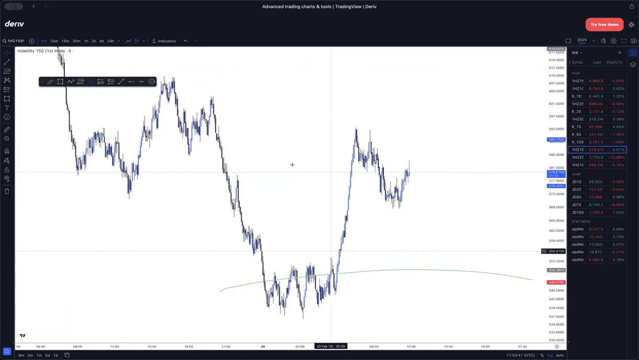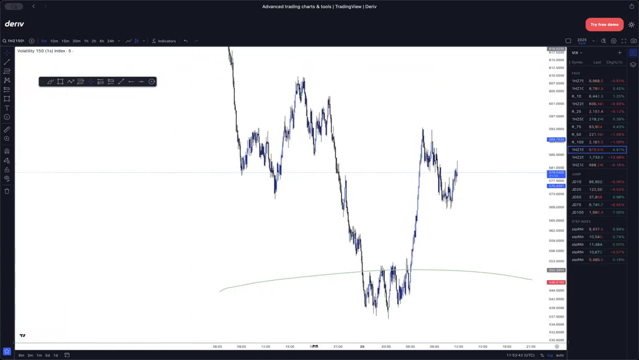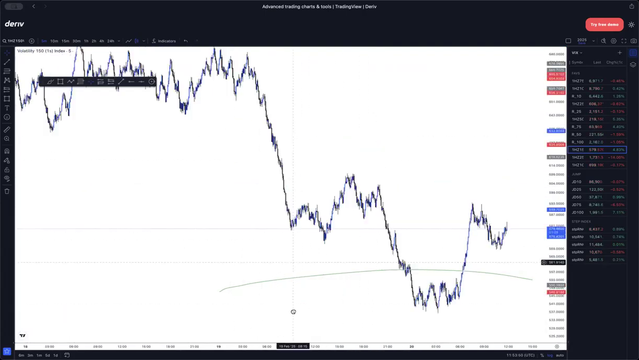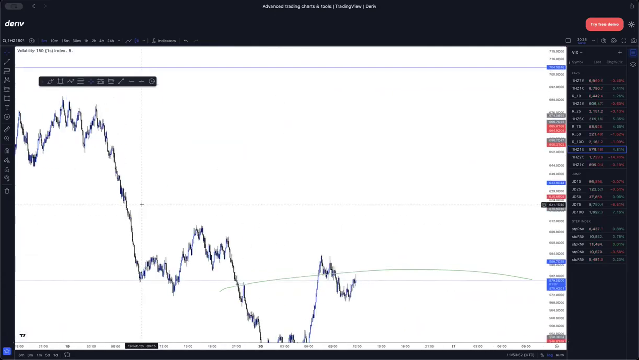This one is on V150S. So just go practice. You send a setup, explain why you're sending that setup and why you feel the market will buy or the market will sell at that point.